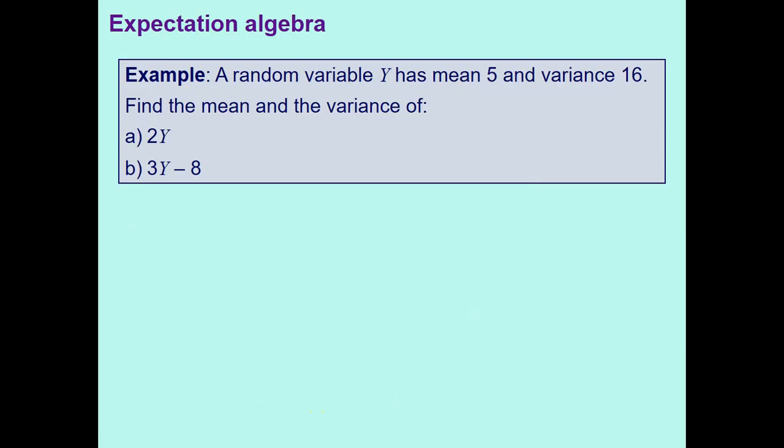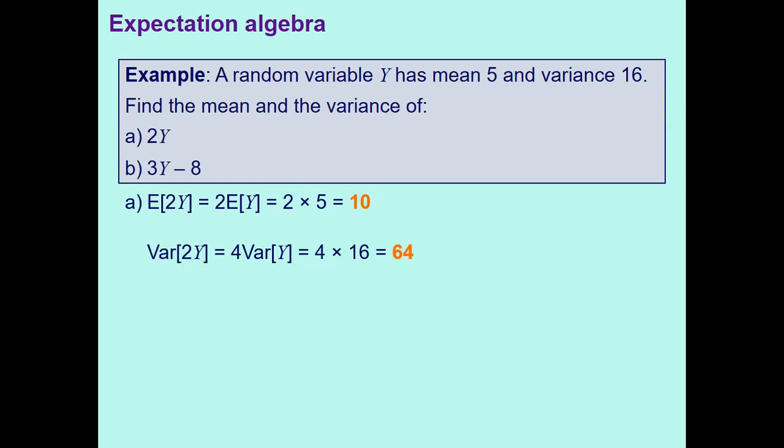Okay, so how do we use it? An example here: random variable y has a mean of 5 and variance 16, which we've been given, and we're asked to find the mean and the variance of these two. For part A, it's 2y, so the expected value of that is just going to be 2 times the expected value of y. So 2 times 5, which is 10. And for the variance of part A, we have to remember that if we find the variance of 2y, then that's equal to 2 squared, or 4, times the variance of y. So 4 times 16, in this case 64.